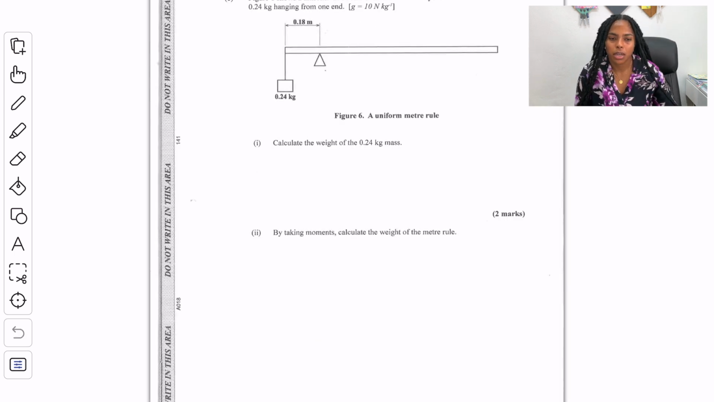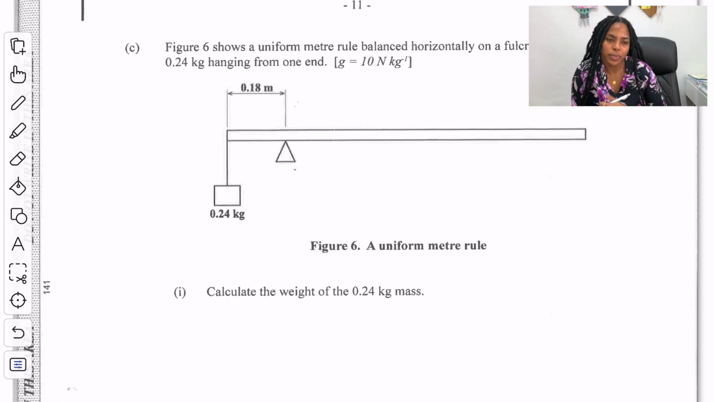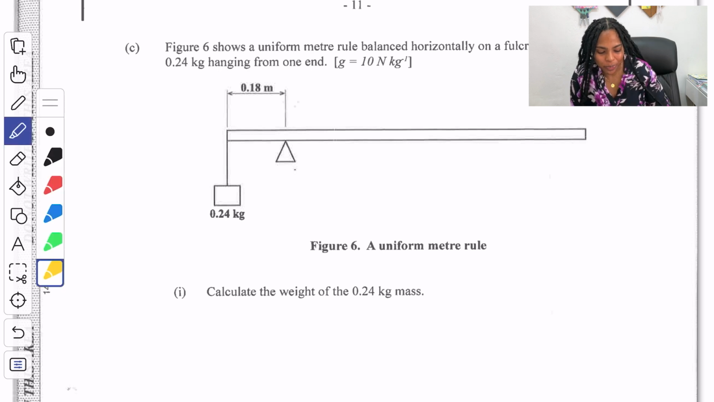Then we have a moments question. So they're saying figure 6 shows a uniform meter rule. Once we see that word uniform, I was talking about this the night before exam with my Form 5 class. Once we see uniform, we know that means that the center of gravity acts at the very center of that body. So if it's a meter rule, it means the center of gravity is acting at that 50 centimeter mark. So it's balanced horizontally on a fulcrum, which is a fancy word for pivot, with a mass of 0.24 kilograms hanging from one end. And they gave us our diagram here.